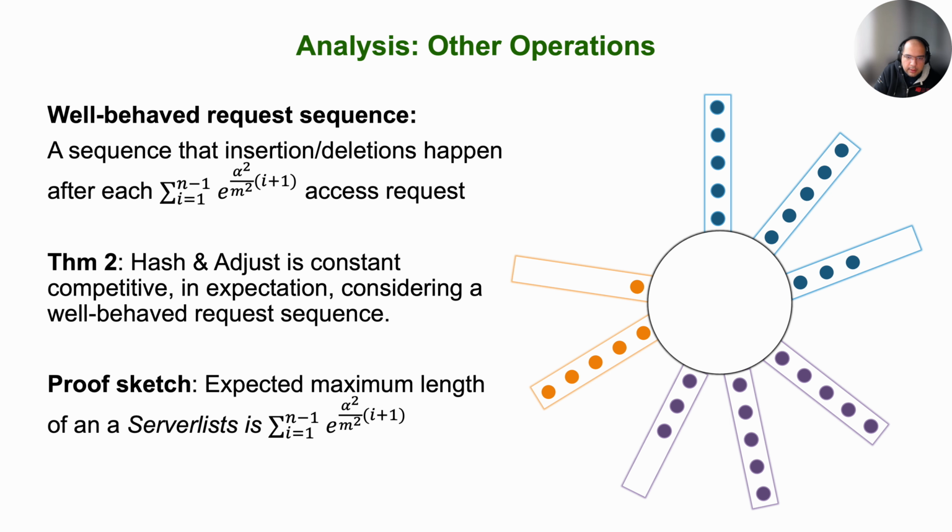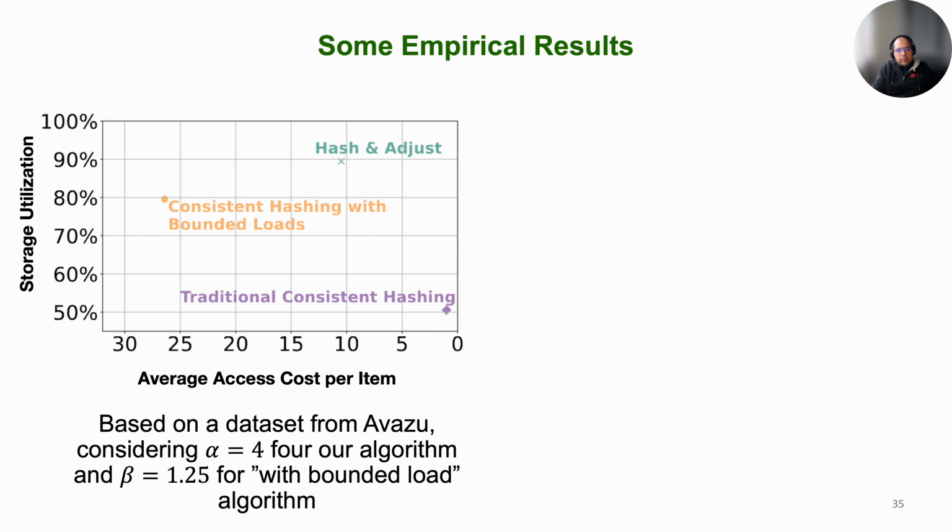So to quickly go over the empirical results that we had, first of all, we use the recommended parameters of the algorithms. So 1.25 for the algorithm that was suggested by a team from Google, and +4 for our algorithm, and we see we can get a much better storage utilization with a bit more access cost compared to the traditional algorithm.